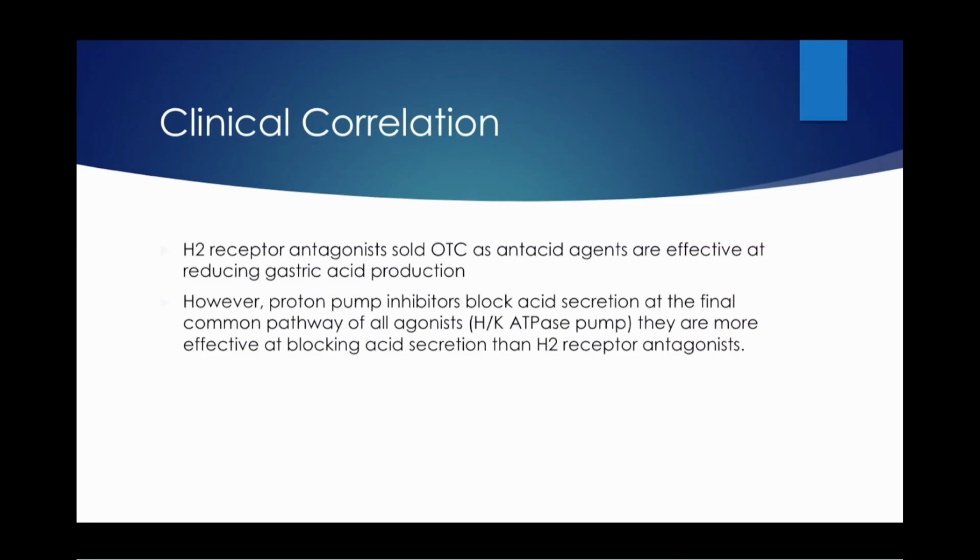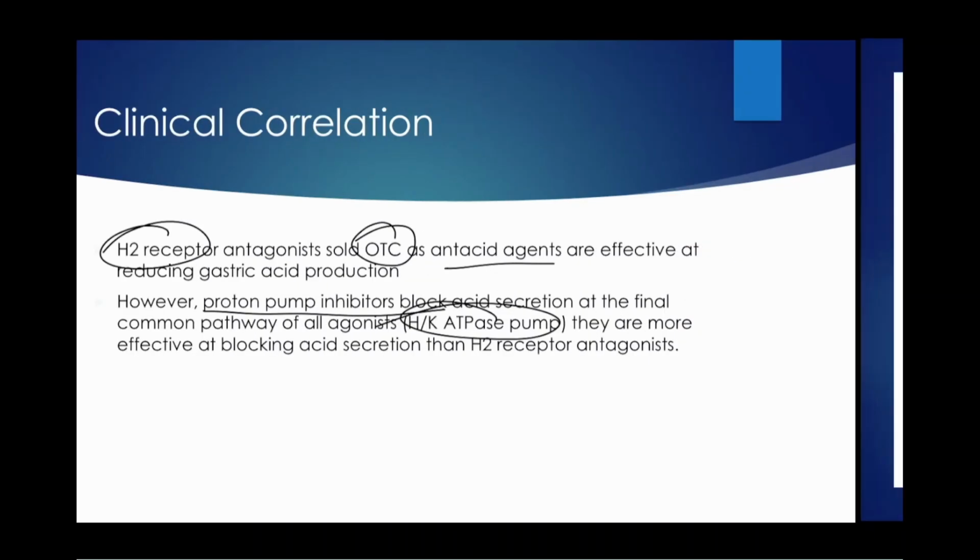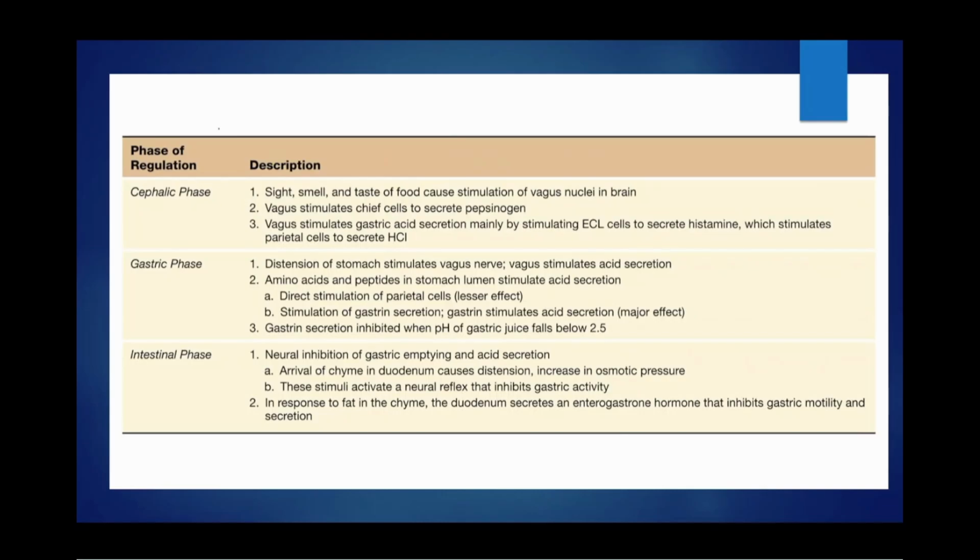This is when we talk about, again, H2 receptor antagonists sold over the counter as antacid agents. This is where your question is, Alexa. Proton pump inhibitors are more effective because they block the H/K ATPase pump, whereas H2 receptor blockers just block histamine from working. Both reduce gastric acid.